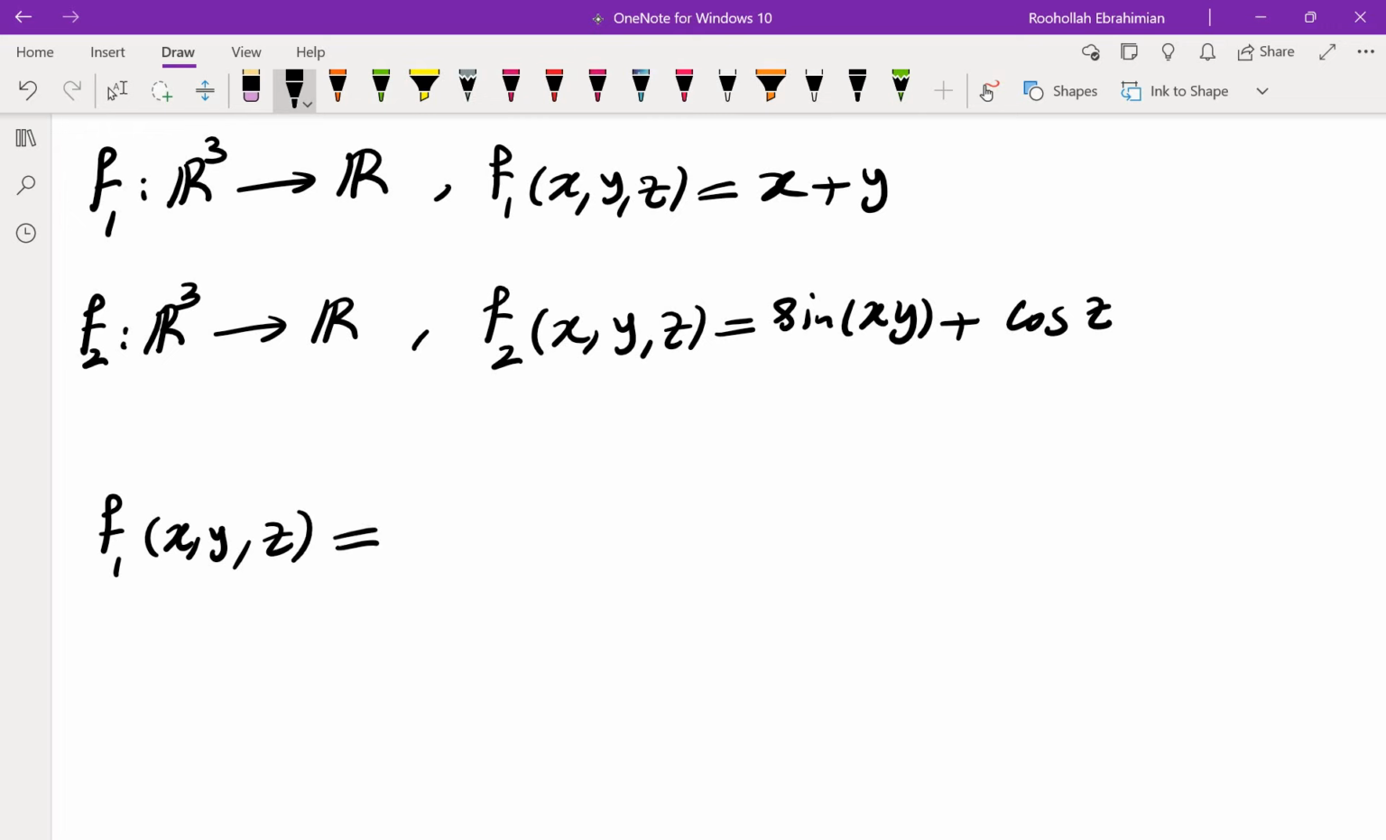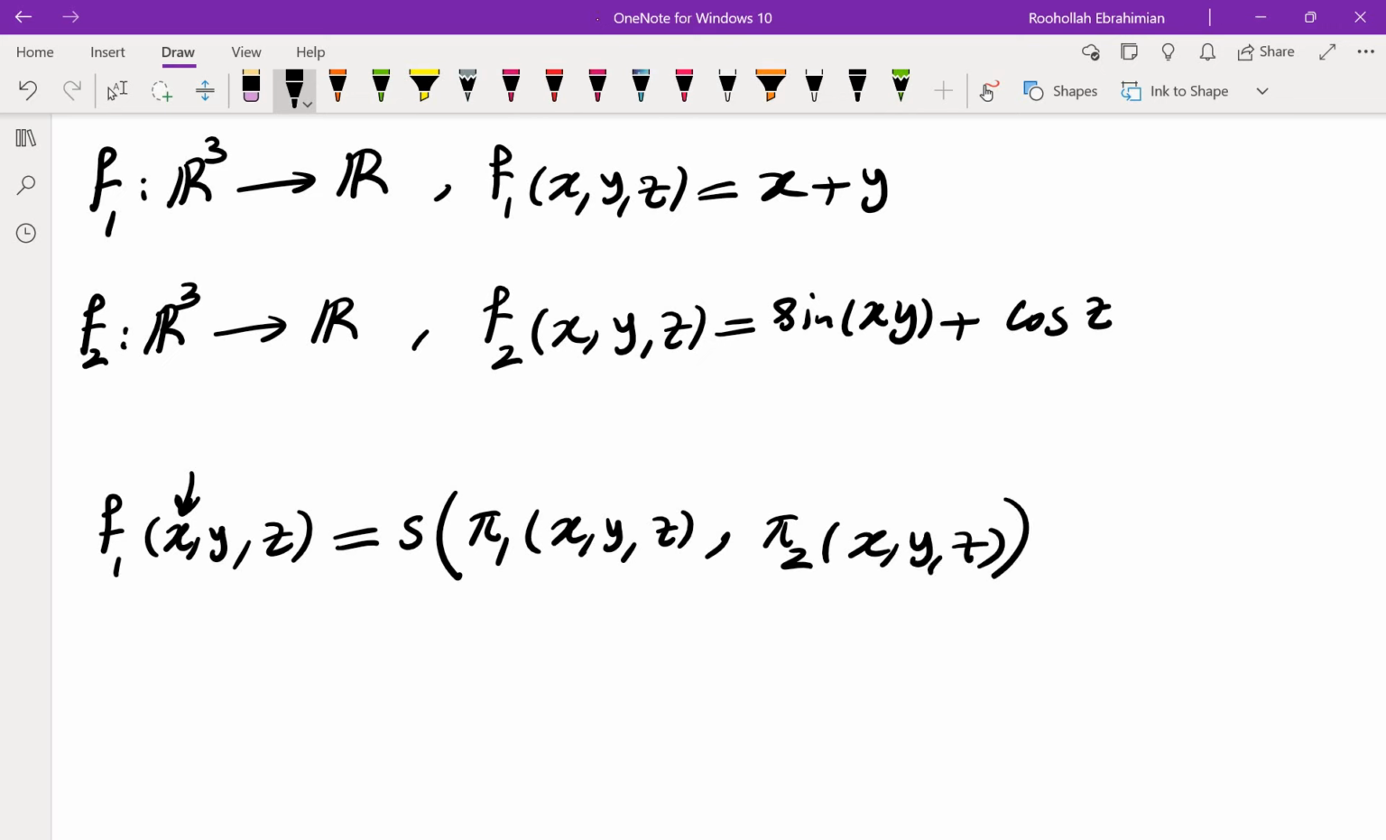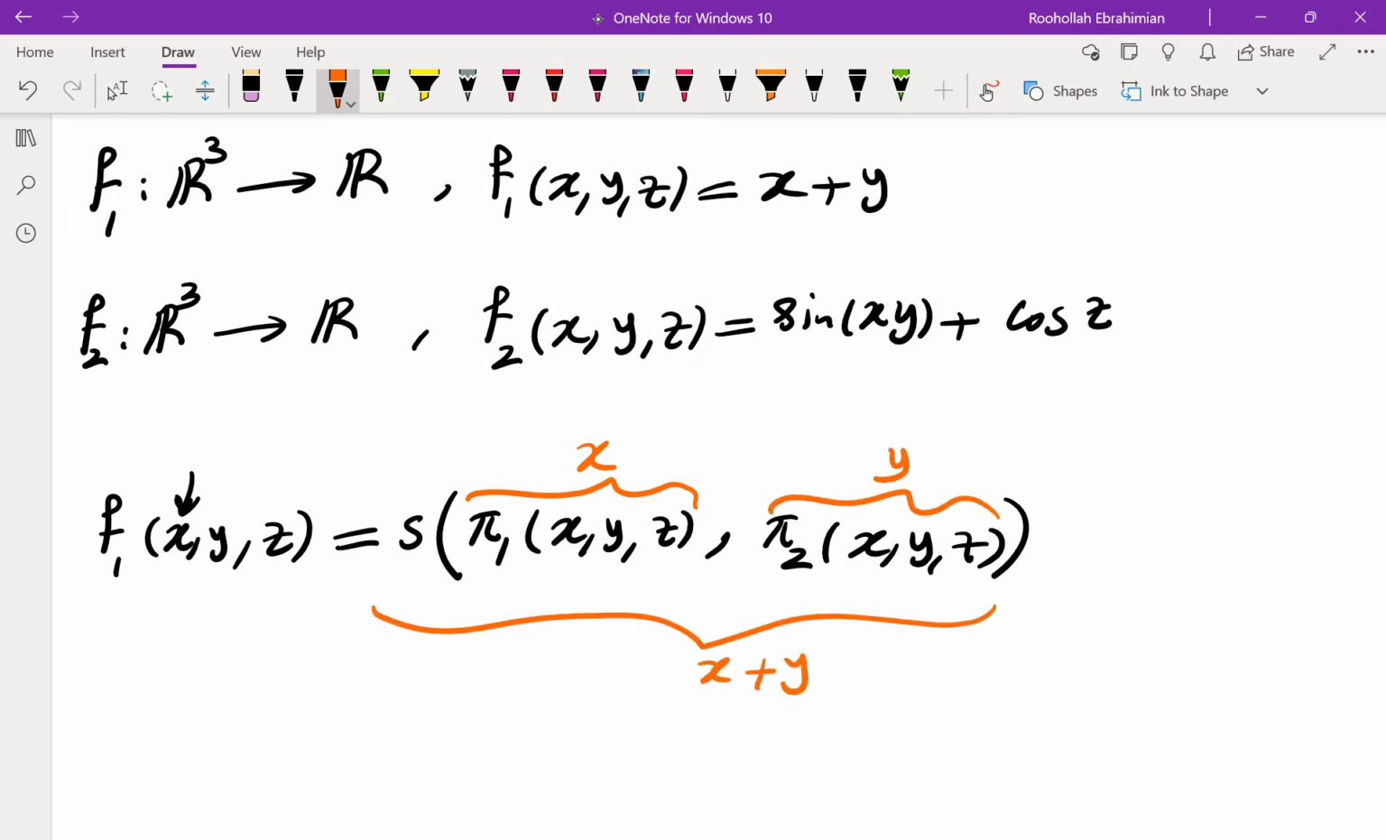Okay, so this is f1 of xyz, and I want to write that down as a composition of functions. So first I'm going to extract x and y. So how do we extract x and y? We can extract x by doing pi 1, which was the projection onto the first component. So pi 1 of x, y, z gives me x. I would like to add them, so I would like to add the first component and the second component. So as you see, this is going to be x, this is going to be y, and this whole thing would be x plus y.